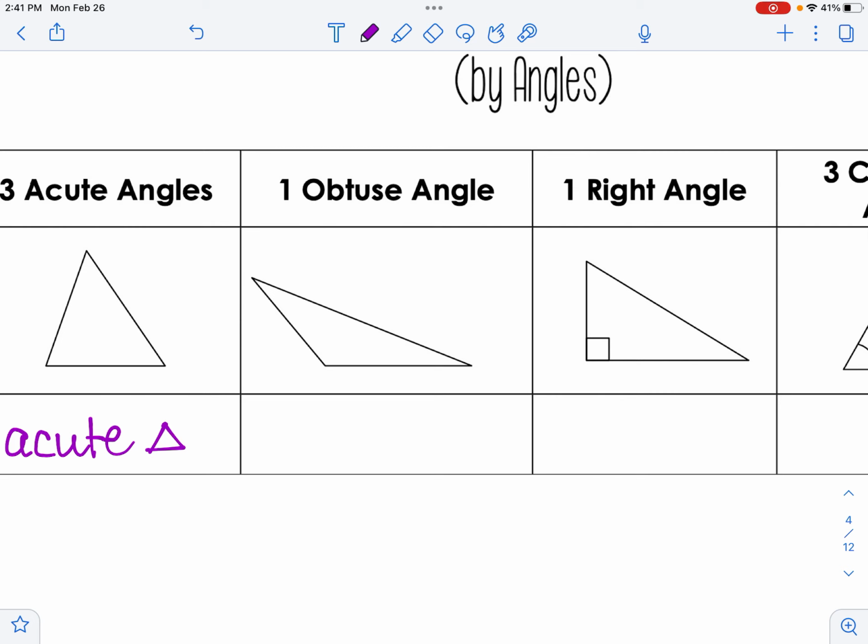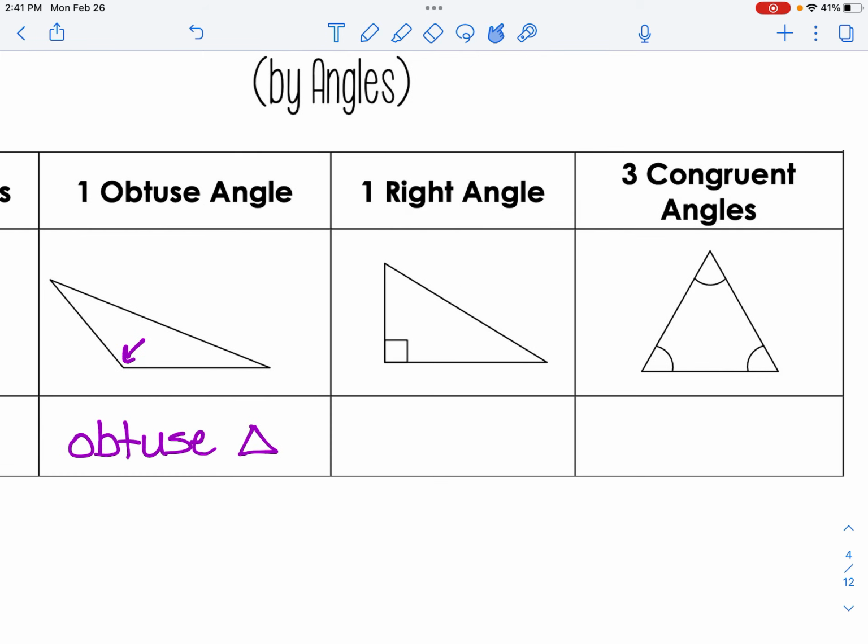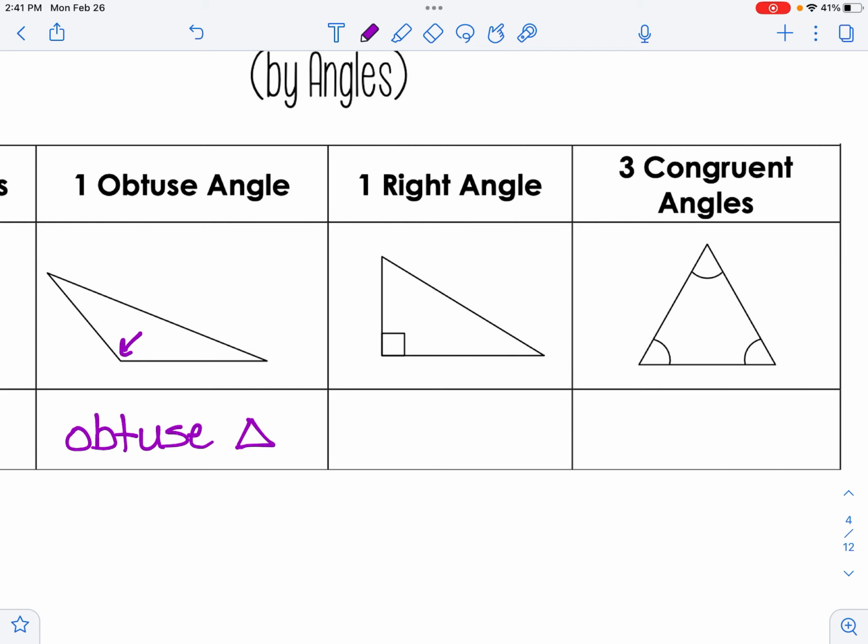If it has one obtuse angle, which this is the obtuse angle in this one, you can see that's bigger than 90 degrees but less than 180, then this is called an obtuse triangle. Again, just one obtuse angle makes it obtuse. Kind of by the same token, if you have one right angle, so here we can tell that this is right because of that indication right there. That means 90 degrees. So this is called a right triangle.